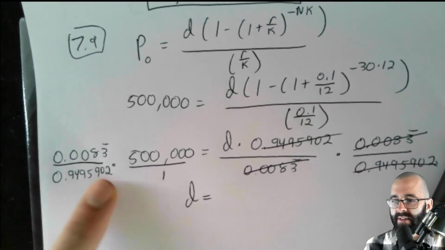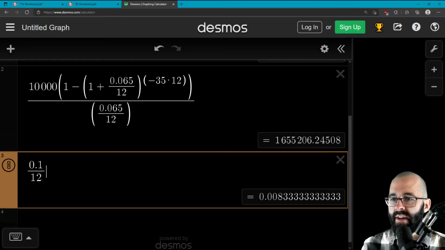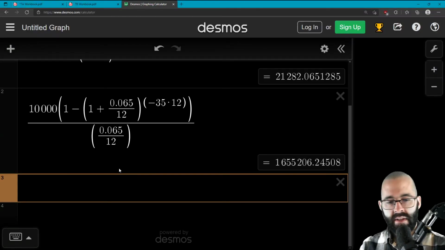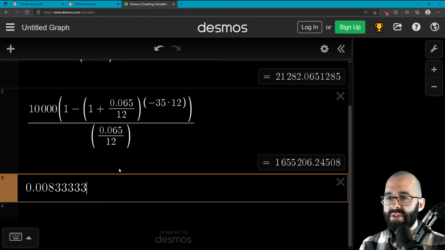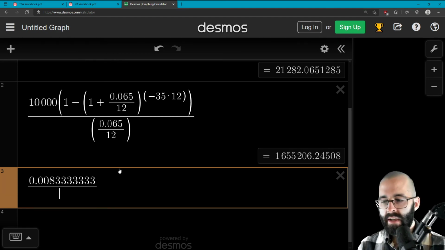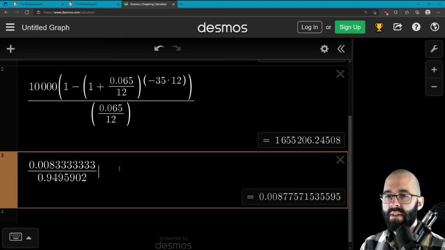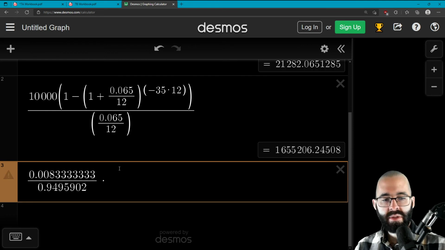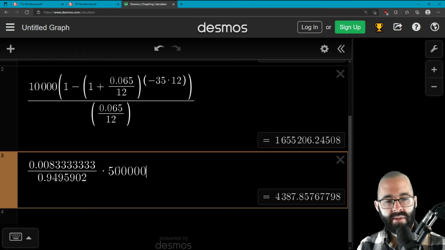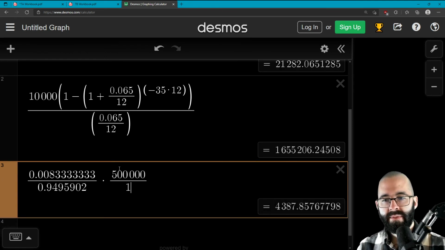So we type in this left-hand side into our calculator, and let's see what we get. 0.0083. The 3 repeats, so let's just put a bunch of 3s. Divided by 0.9495902. Tab out. Multiply that by 500,000. Divided by 1. You're going to get that D is 4,387.86.